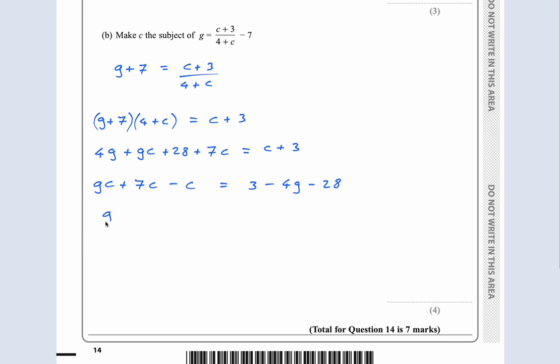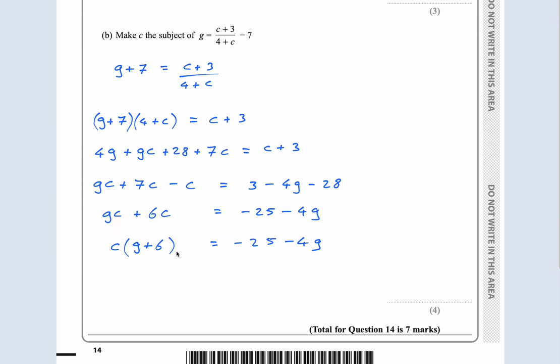I have GC, 7C minus 1C is 6C, so it's GC plus 6C equals 3 minus 28, which is minus 25, minus 4G. Then I take out the C, factorize out C. C times G plus 6 is equal to minus 25 minus 4G.